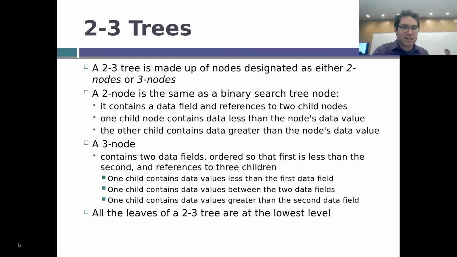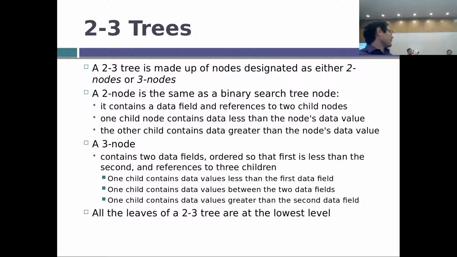All right, so I brought this up last week, 2-3 trees. So it's not specifically a binary tree anymore, but it's still a search tree, because you've got 2 nodes and 3 nodes. 2 nodes have up to 2 children. 3 nodes have up to 3 children and 2 values in them. So a 3 node contains 2 data fields ordered so that you have 2 numbers in it, and then you have basically 3 children.